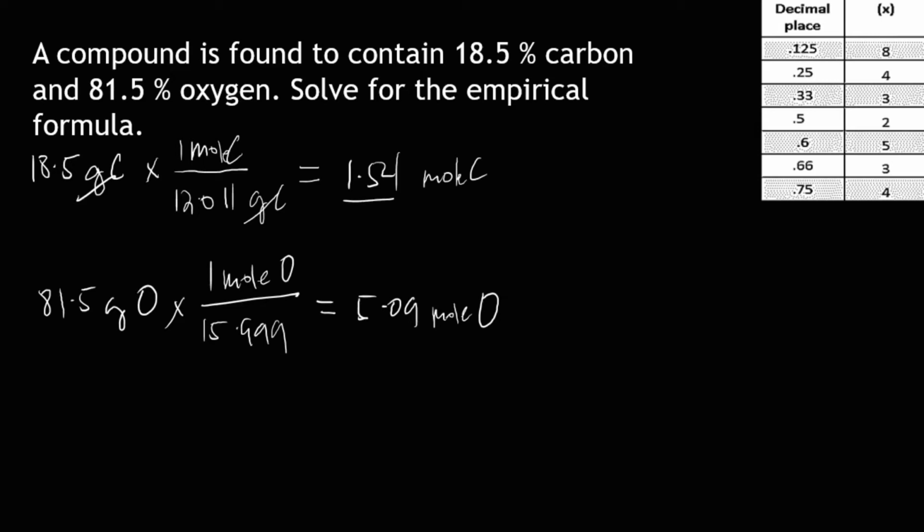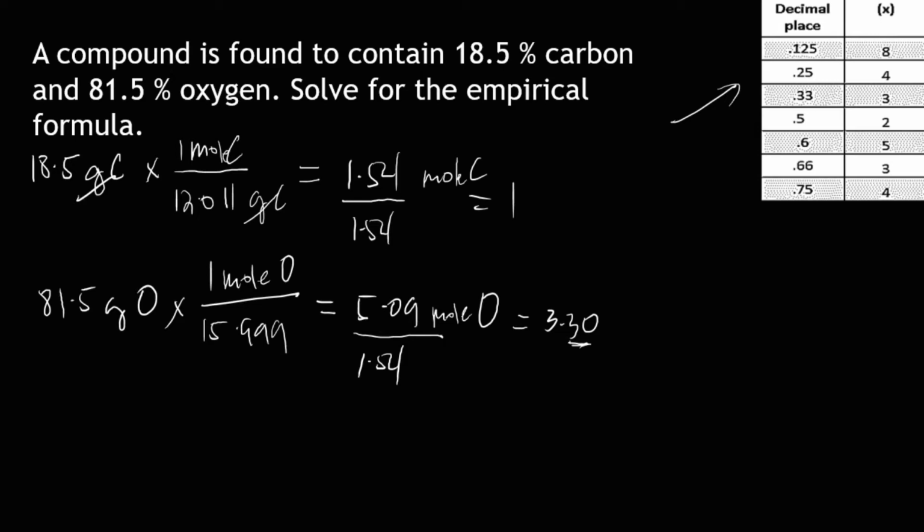In this case, we have to divide by 1.54. So it's 1.54 over 1.54, and this will give us 1. And 5.09 over 1.54 gives us 3.30. We do not want a decimal place in the empirical formula because it should be expressed in whole numbers. So we have to use our cheat sheet. This is our cheat sheet.